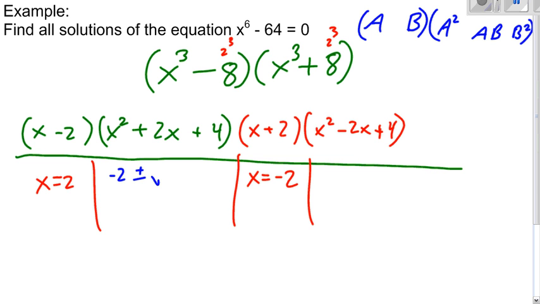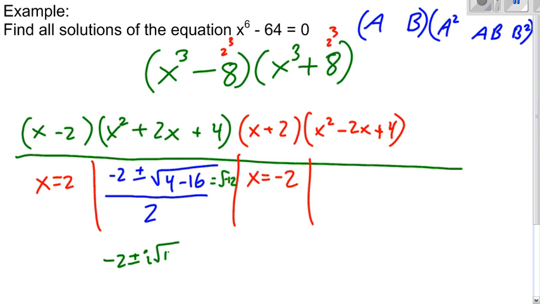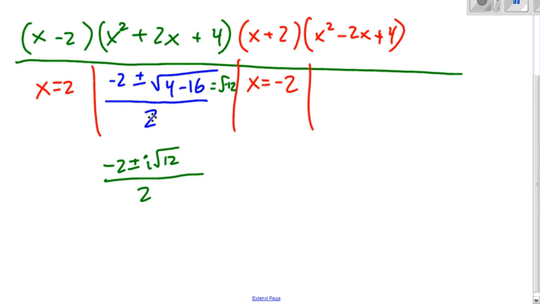Negative b plus or minus the square root of b squared minus 4ac. 4 times 1 times 4 is 16. Over 2a. A is 1, so 2. So this is the square root of negative 12. Negative 2 plus or minus, pull out the i for the negative, square root of 12 over 2. Twelve can simplify, that's 4 times 3, so we can pull out the 2's, so it's negative 2 plus or minus 2i square root of 3 over 2. And then since everything has a 2, you can cancel those out. So it's negative 1 plus or minus i square root of 3.